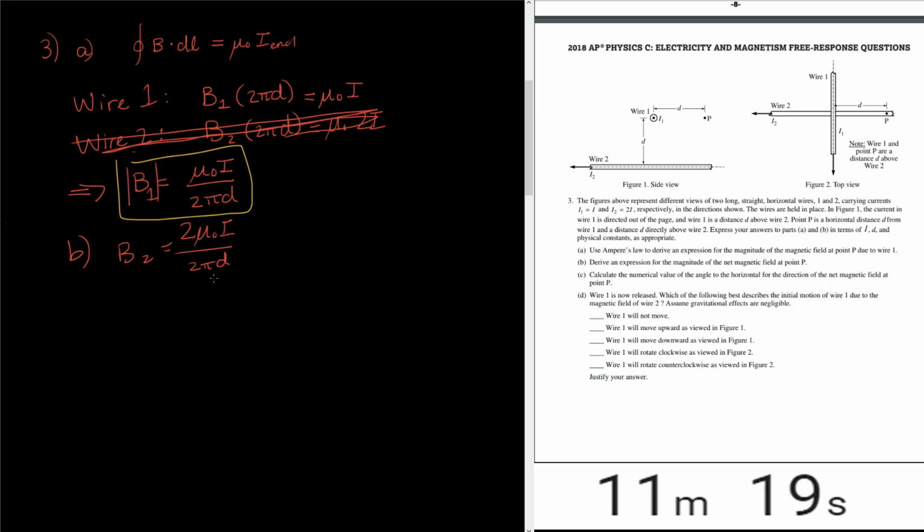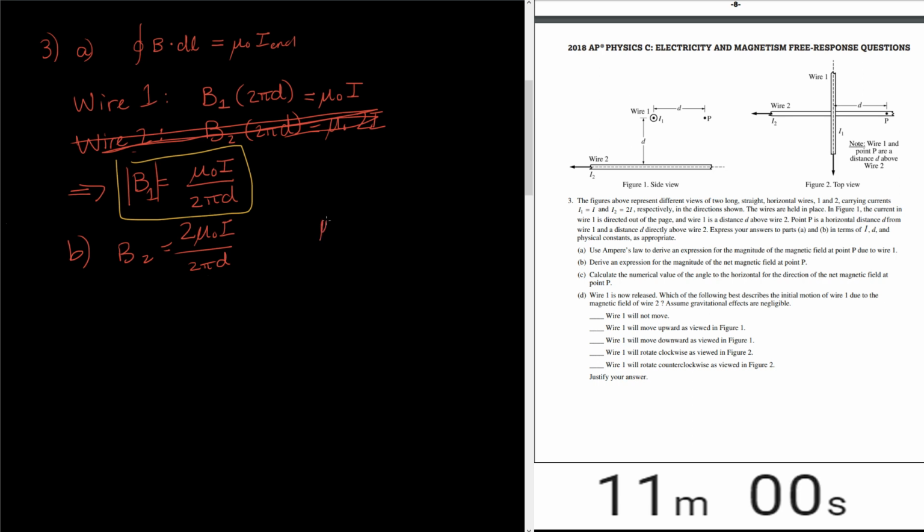Specifically, the one from wire 2, if you use the right-hand rule, is going to be pointing into the page at P, and the one from wire 1 is going to be pointing up from the page, looking at figure 1. So they're going to be perpendicular. That's all we really need to know.